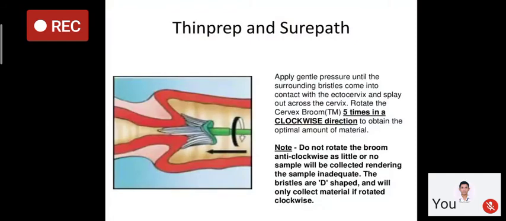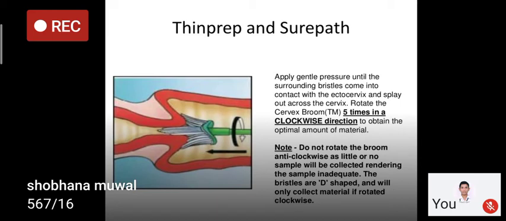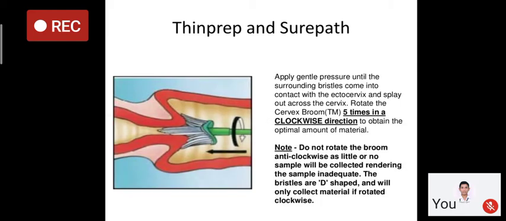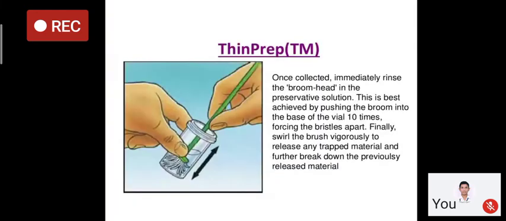This is how we take the sample: apply gentle pressure until the surrounding bristles come into contact with the ectocervix and splay out across the cervix. The bristles are flexible. Then rotate the broom 5 times in the clockwise direction to obtain the optimal amount of material. Do not rotate the broom anti-clockwise, as little or no sample will be collected, rendering the sample inadequate. The bristles are D-shaped and will only collect the material if rotated clockwise. It has to be rotated clockwise 5 times around the cervix.